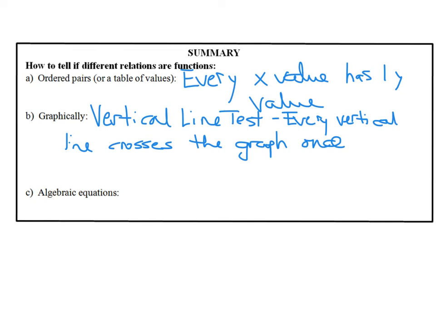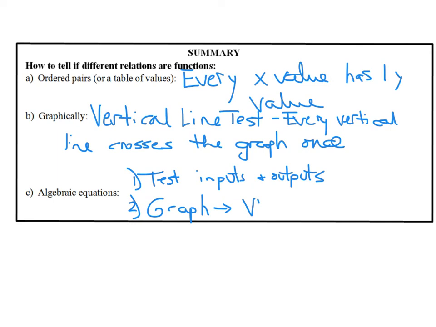Last, if I've got algebraic equations like the last example, I can approach it in a couple different ways. First of all, I could test inputs and outputs. Try some different values and see if for every x value I only have one y value. I could also, if possible, graph it either by hand or on my graphing calculator. And if I've graphed it, I can then use the vertical line test. I'm going to abbreviate that VLT for vertical line test. And that's another way to tell if I have a function or not a function.